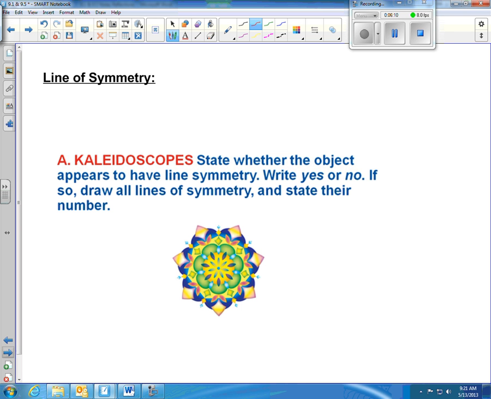All right, so let's talk about line of symmetry. Line of symmetry is just really your reflection line. And sometimes you'll hear it called axis of symmetry.